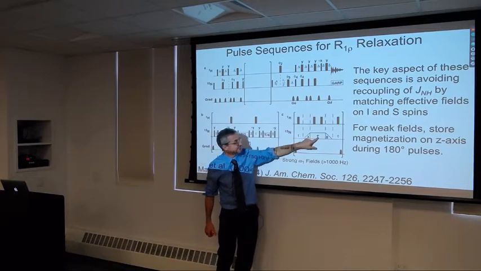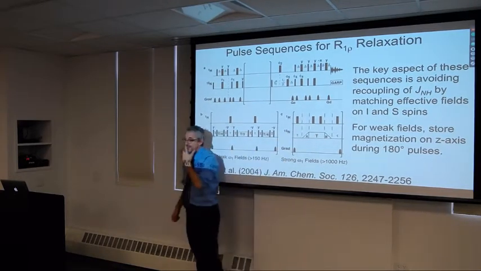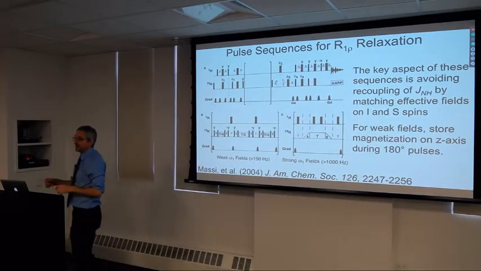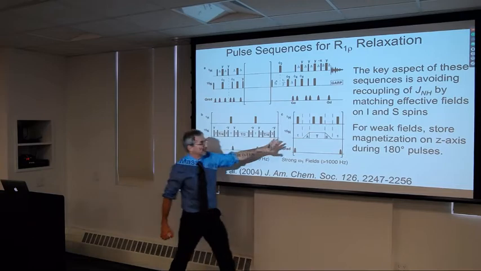is locked. You'll notice here there are two pulses, and this is to get rid of the cross-correlation effect. Again, this will be cross-correlated relaxation. We usually want to get rid of that. So here there are two pulses to do it.